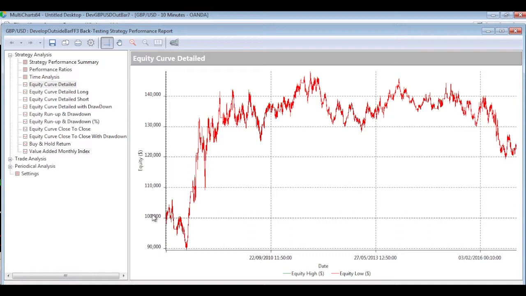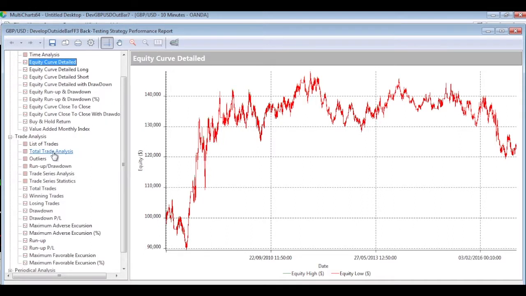It made a lot of money early on. There must have been something about this strategy, because we noticed it made a lot of money early on in some previous developments. But apart from that, it went sideways at best. So that's pretty horrible. Another thing I noticed looking through the total trade analysis.